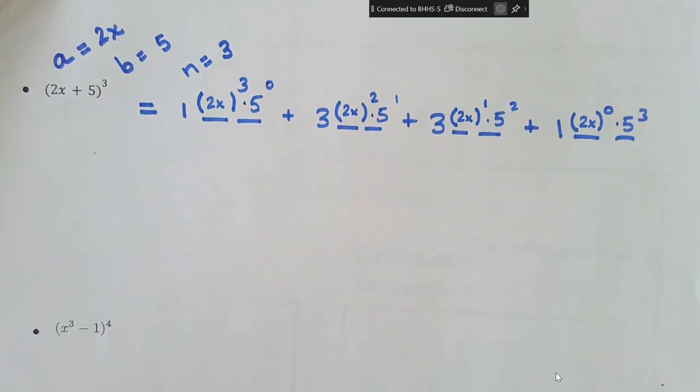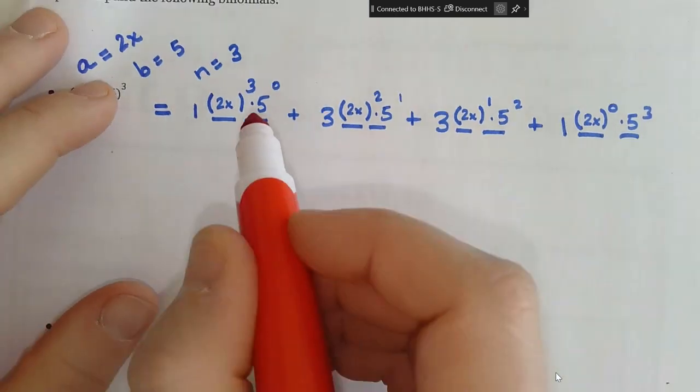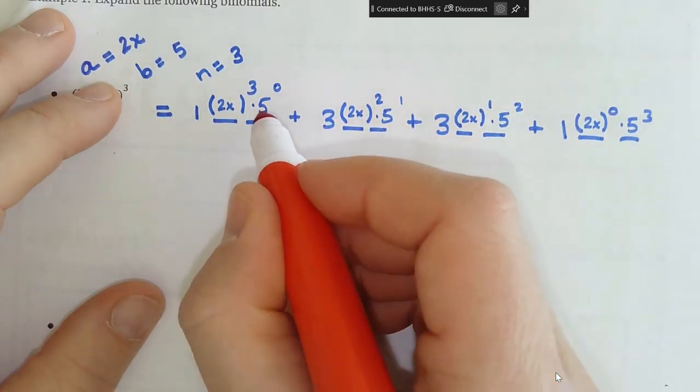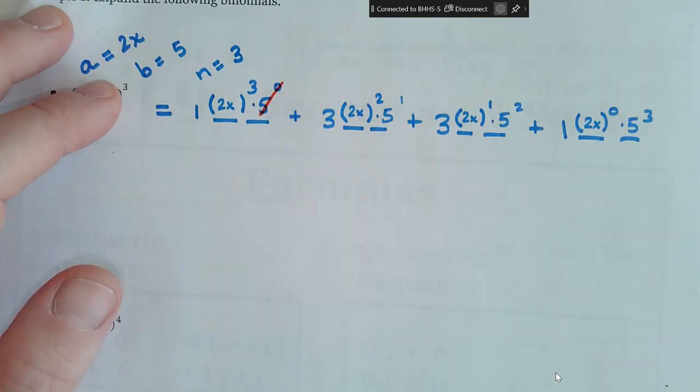Yes, Coco? So is our goal just to expand it as far as possible, or just to expand it? To expand it and then to simplify it. So let's go over your third step. Your third step is going to be to simplify these things. Now, folks, what is 5 to the 0 power? Okay, so that's not going to do anything.